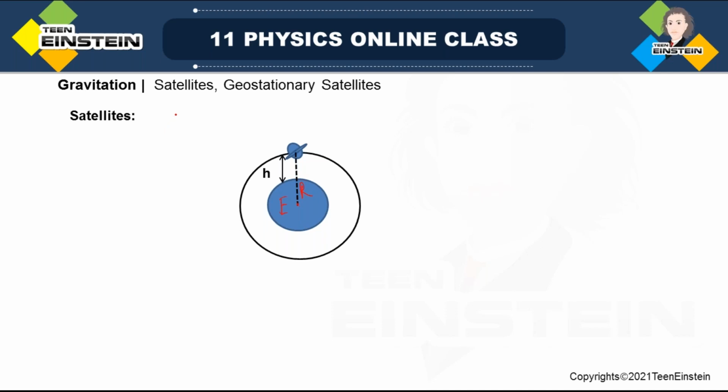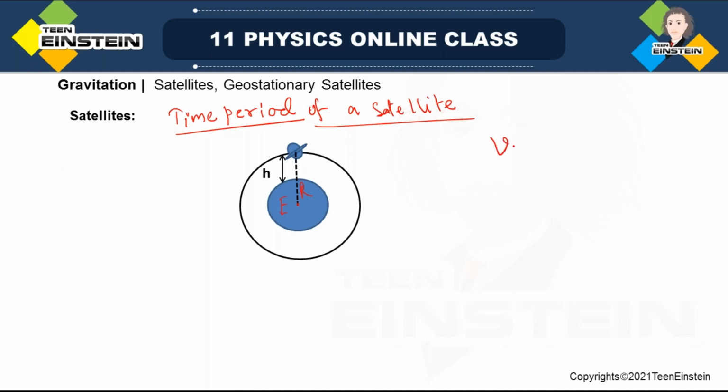Now what we'll do, we'll find out the time period of a satellite. We had already learned how to calculate the orbital speed of a satellite in the last class, and we had found that the orbital velocity is given by the square root of GM by (R plus h). So this is what we have already learned.